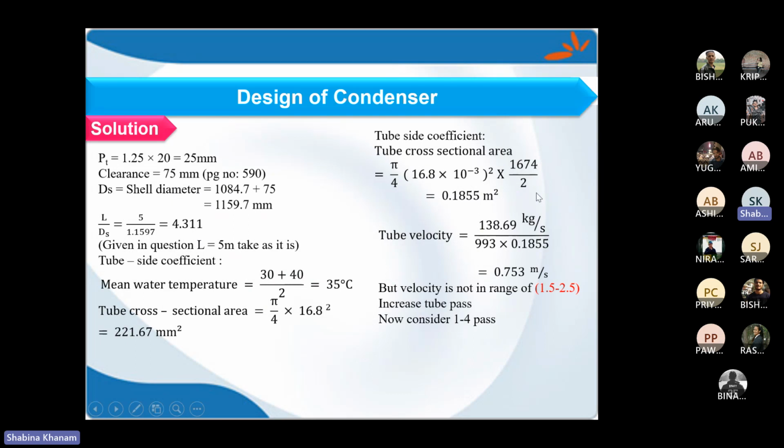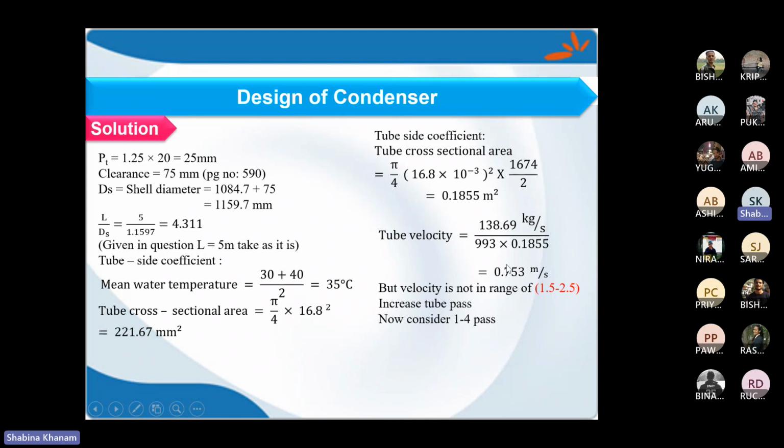1672 tubes were there, and you need to divide that by 2, considering the number of tubes per pass. So area per pass you can calculate like this. And then I'm having this tube velocity, which is coming as 0.753 meter per second, but it should be 1.5 to 2.5. Okay, because in the tube side water is there, so the correct velocity we need to choose.